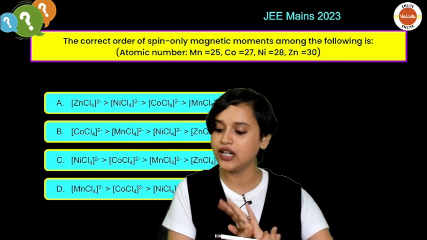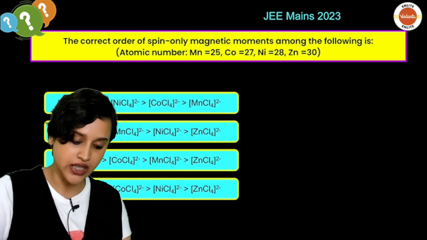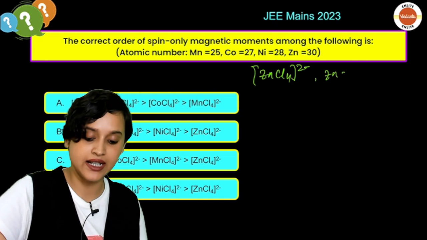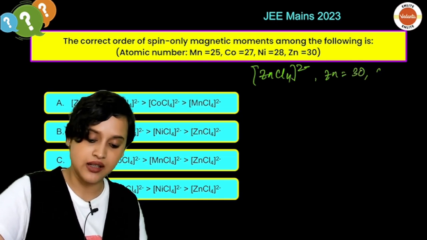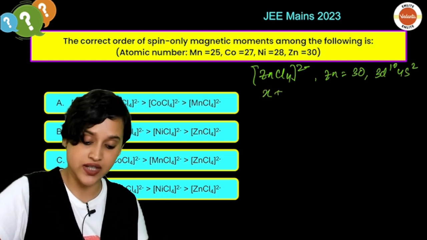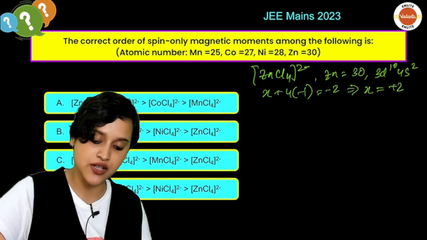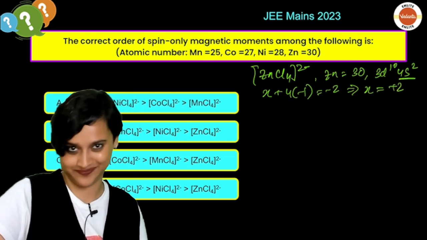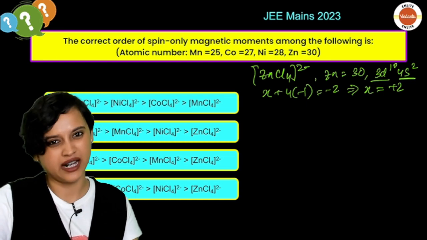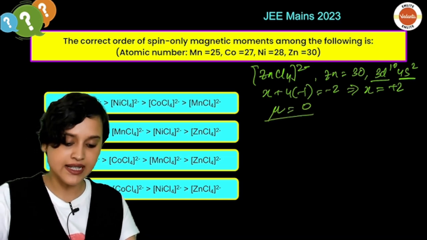What is the correct order of spin only magnetic moments among the following? All right, guys. So first of all, let's do it for ZnCl4 2-. Now we know that Zn has an atomic number of 30, so it is 3d10 4s2. From here I will find the oxidation state of Zn: x plus 4 into minus 1 is equal to minus 2. That means x is equal to plus 2. So 4s2 electrons will go away, and 3d10 is all paired. So what will be the magnetic moment here? Zero. For ZnCl4 it is zero.